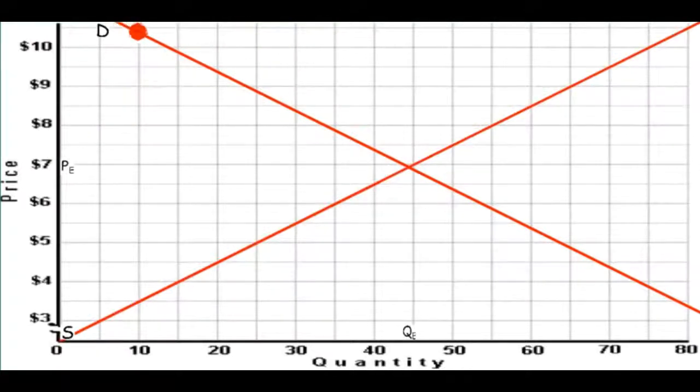Changes in consumer demand can also change the equilibrium price and quantity. These can be caused by changes in consumer income, preferences, expectations, the number of consumers, or changes in the prices of complementary or substitute goods.